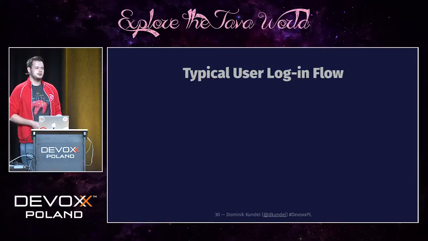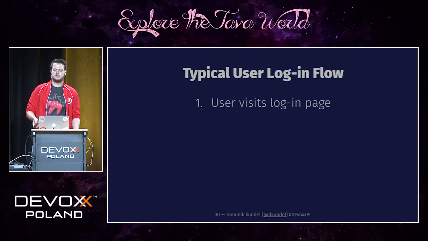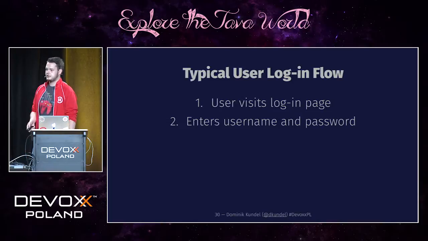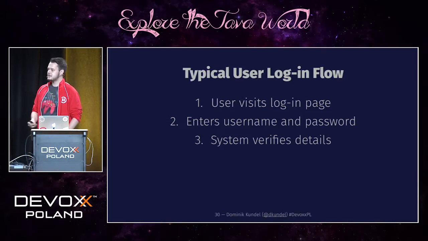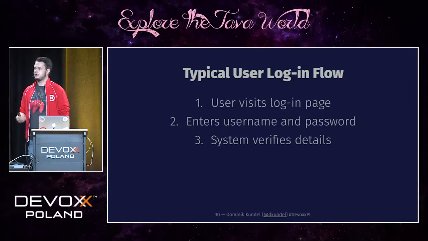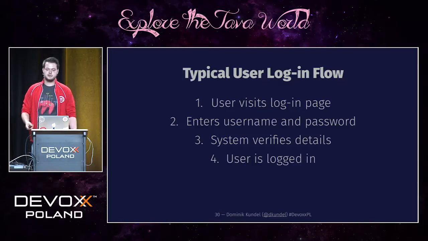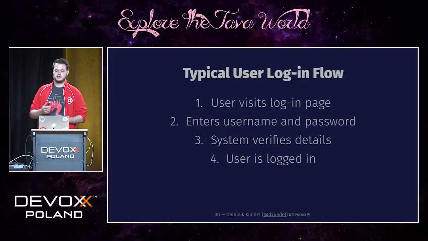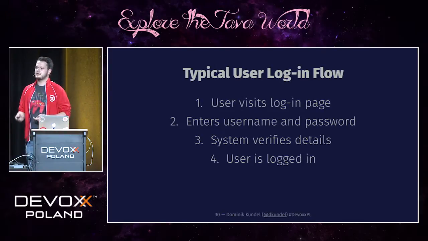So when they return, they go to some sort of login page, and they provide what they remember was their username and password. And once the system verified these details that were on file, the user is then logged in, assuming that everything worked well. So how can we augment this process to add two-factor authentication?